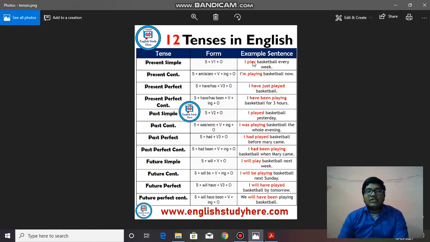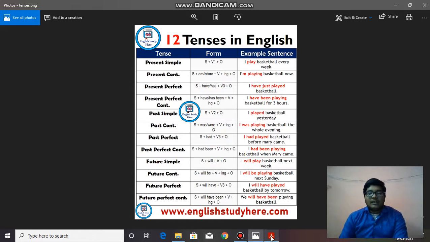Here we see the example sentence: I play basketball every week. Here I is the subject, basketball is an object, every week is the keyword, and play is V1. So we can confidently say that it is a simple present.